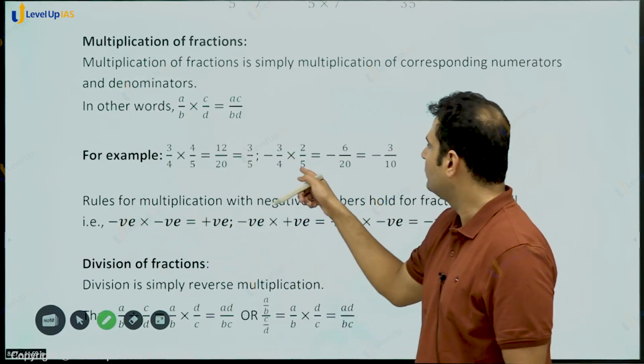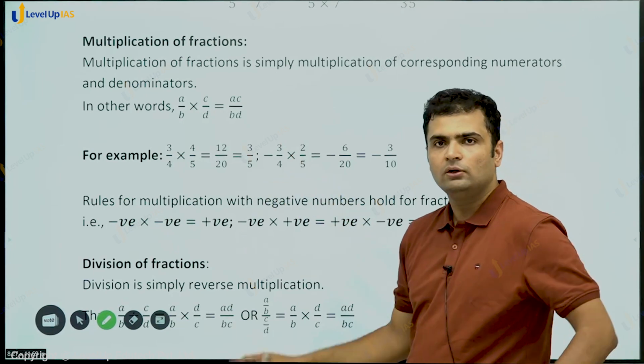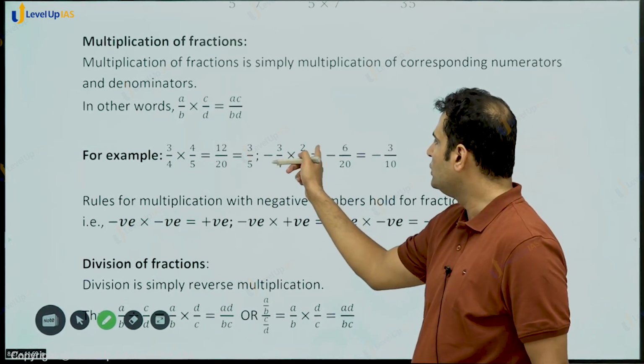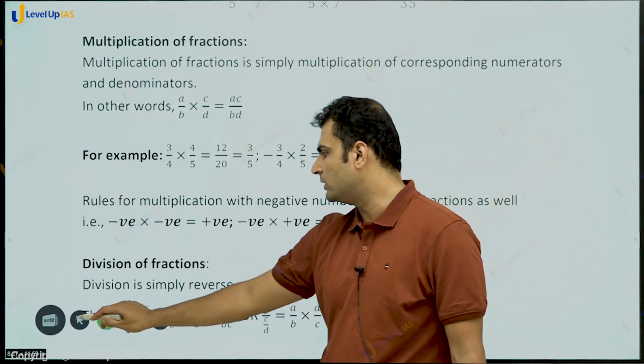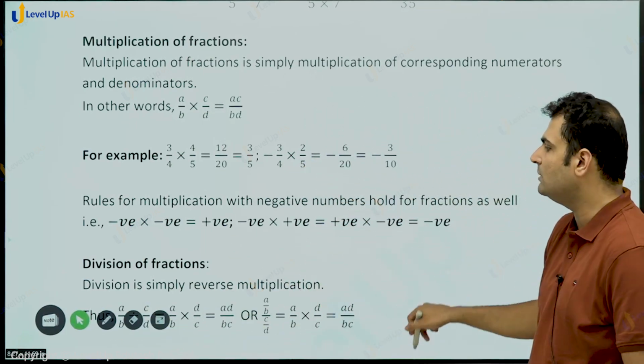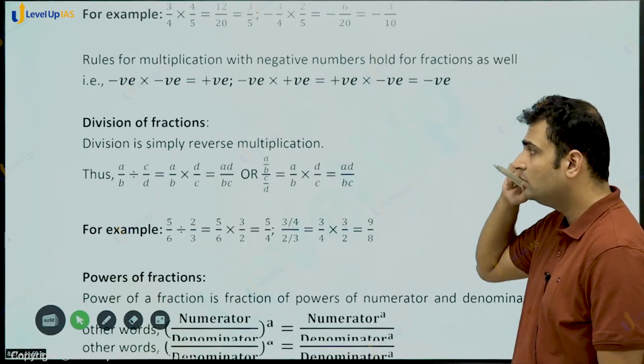Then minus 3 by 4 into 2 by 5. Minus into plus, you will get minus, and you will get 3 into 2 6, 4 into 5 20. These rules also follow here. Division exactly same as multiplication.